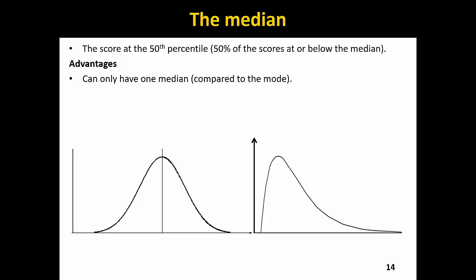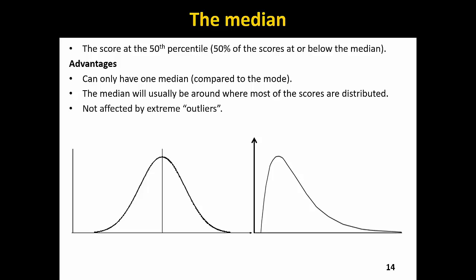The advantage of using the median is that, as opposed to having multiple modes, we could only have one median score. That eliminates the problem that can come up when we have more than two modes. The median will also be centered around where most of the scores are distributed. And the median is not affected by extremely high or extremely low scores, which are simply referred to as outliers. So the median statistic is commonly used when we have measurement scales defined as nominal or ordinal, or we have interval or ratio data that is highly skewed.